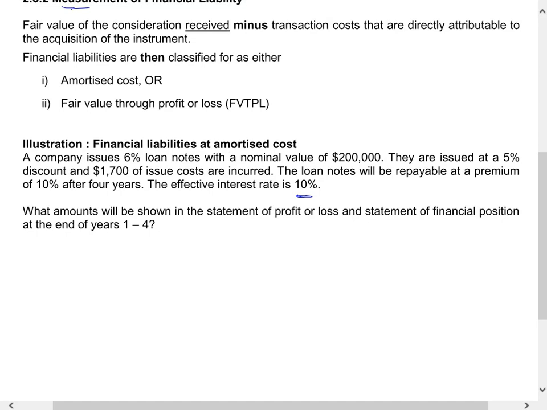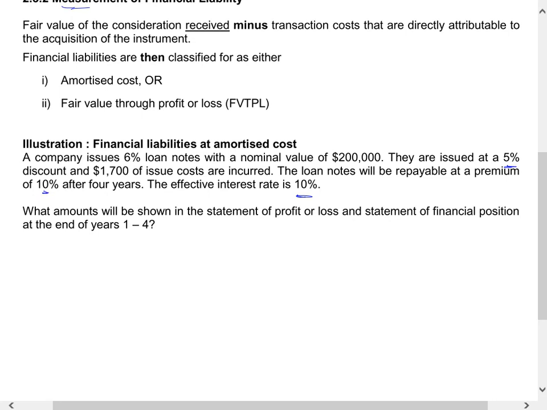You have a lot of info here. 6%, can you write that, is your nominal rate. 10%, given here, is the effective rate. So what's the difference between the nominal rate of 6% and the effective rate of 10%? And what is this 5% and what is this 10% here?